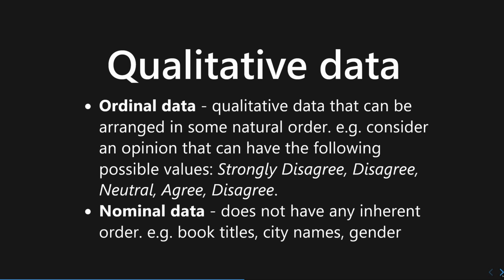But to be honest though, you can almost find a way to order anything. So for example, any book title, any city name, you can arrange them alphabetically. While this is some kind of ordering, it's not really considered as natural ordering. So it's still not considered ordinal data, because if you are arranging book titles in alphabetical order, there's no meaning in it, it's just the way you would arrange it in a dictionary.